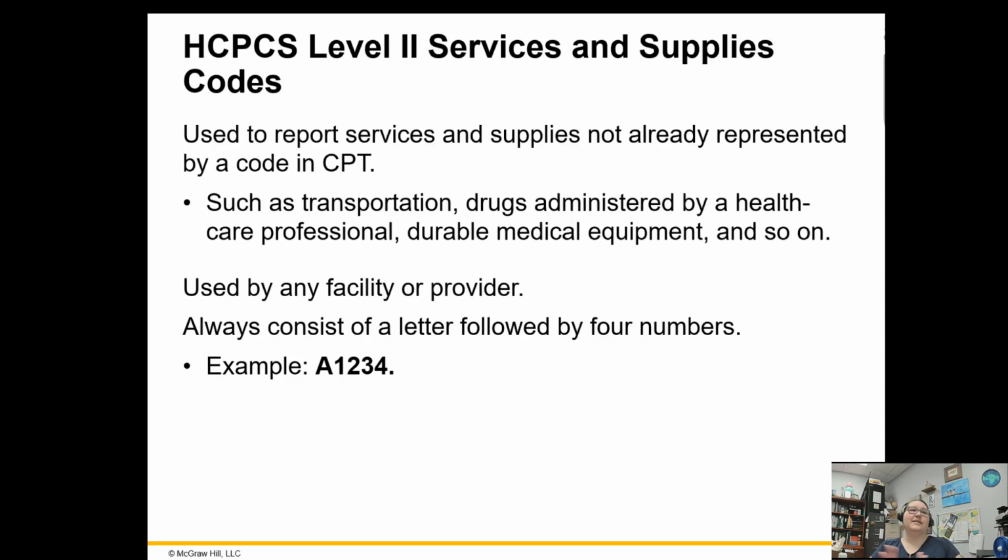All right, equipment and supplies. HCPCS Level 2 services and supply codes are used to report services and supplies not already represented by codes in CPT, such as transportation, drug administration by a healthcare professional, durable medical equipment, and so on, used by any facility or provider. It always consists of a letter followed by 4 numbers. As you can see here, we have A, 1, 2, 3, 4. Other ones that you'll get used to seeing are J codes. That would be your drug administrations.